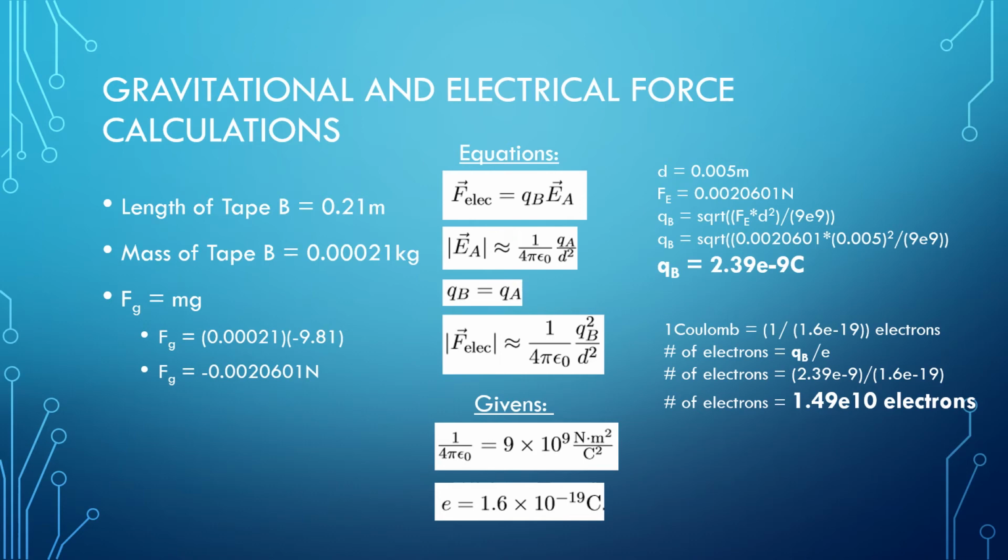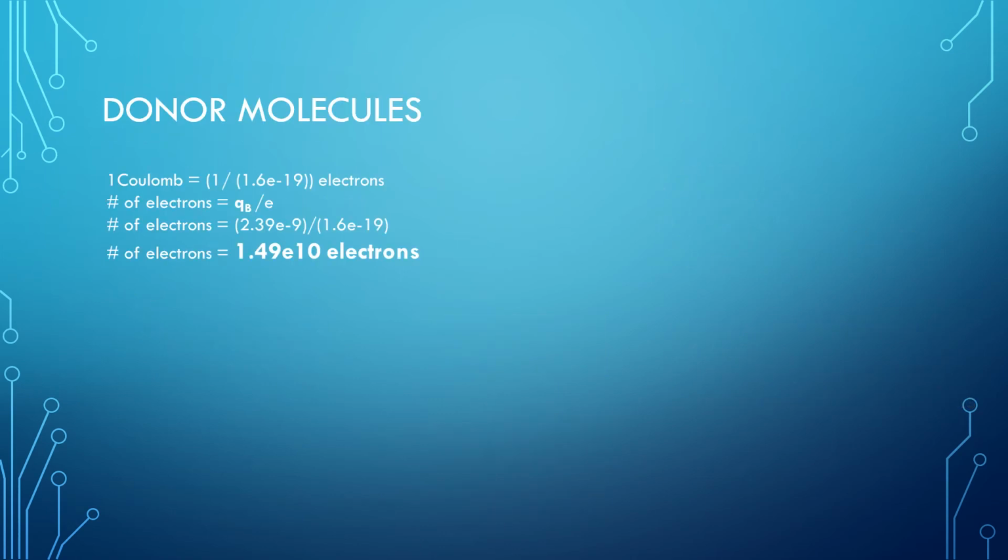So the total charge on a piece of tape is 2.39 times 10 to the negative 9th coulombs, and the total number of electrons on a piece of tape is 1.49 times 10 to the 10th electrons.